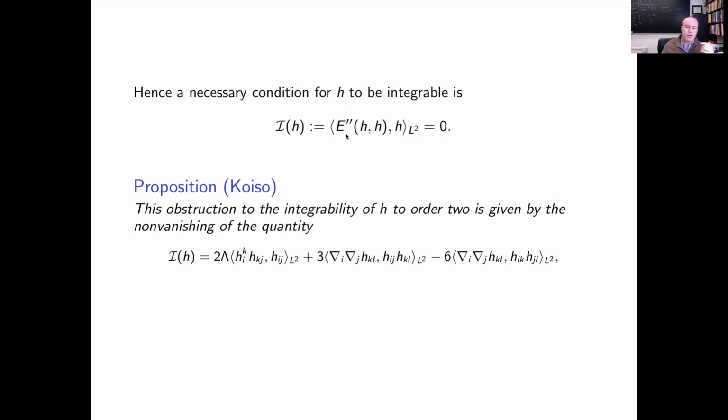That's what I'm saying. Okay, so then Koiso actually computes this out in local coordinates, where the inner products are taken with respect to the appropriate bundles. And this is the tensor expression you get. And this is how he shows that this is an obstruction to integrability. So in particular, if you can show this quantity is not 0, then there cannot be a curve of Einstein metrics passing through G with initial derivative given by H. That's sort of the upshot.